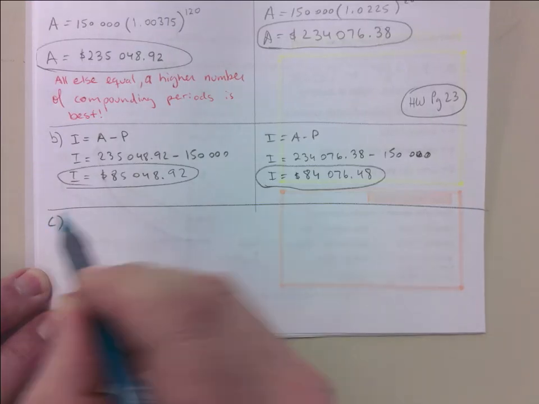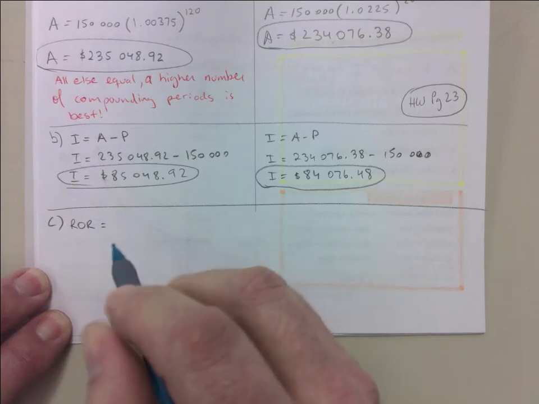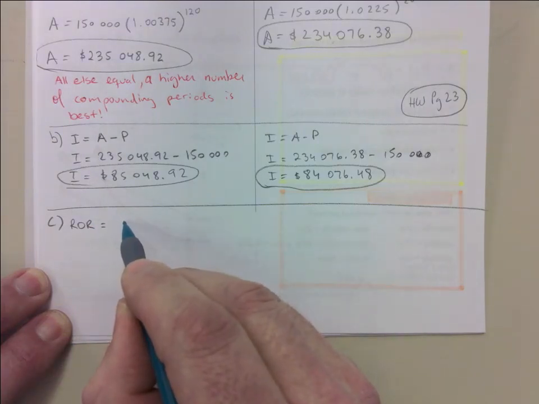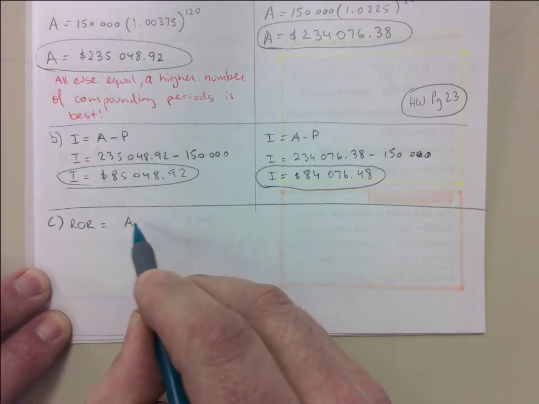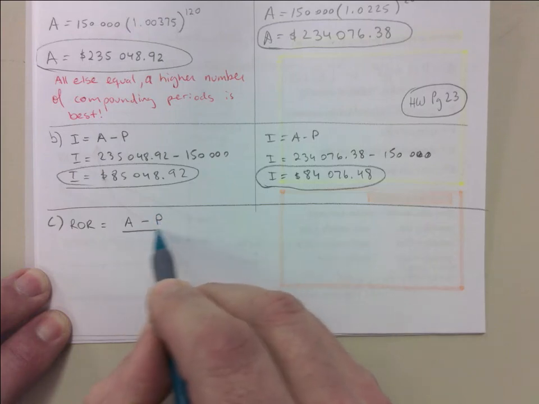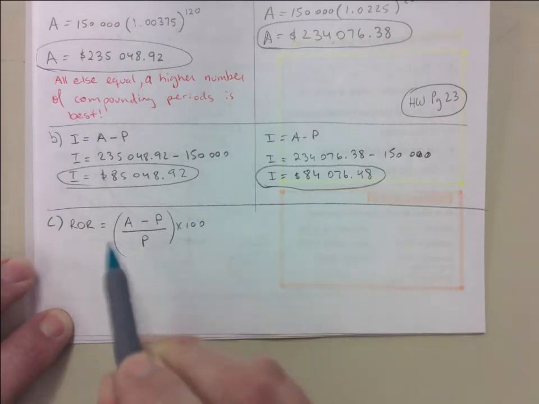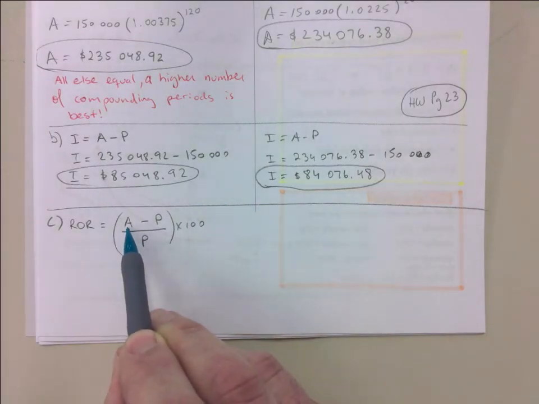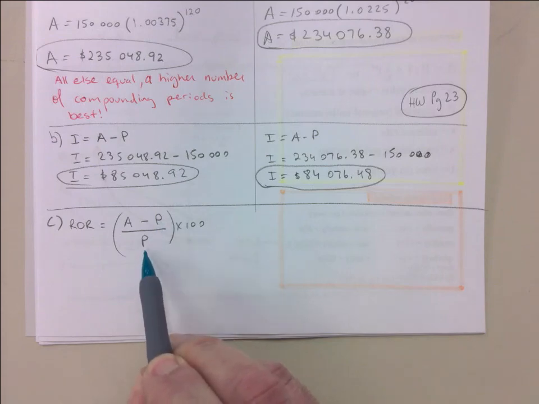C, for rate of return, I'll give you a shorter version of rate of return, folks. It's (A minus P) over P times 100, in a sense. How much you have accumulated minus how much you started with, divided by how much you started with.